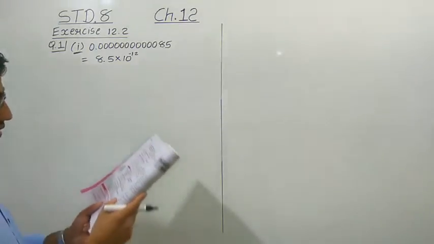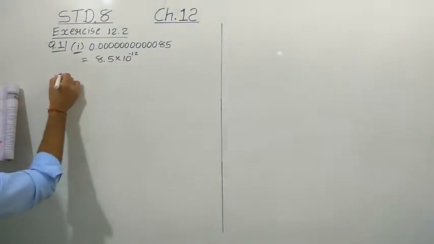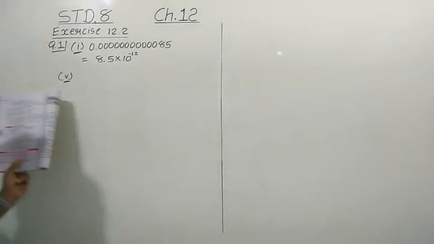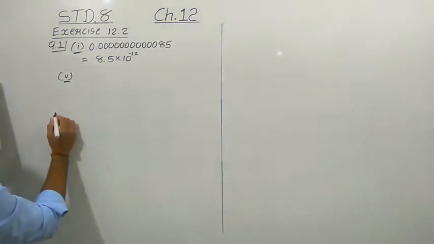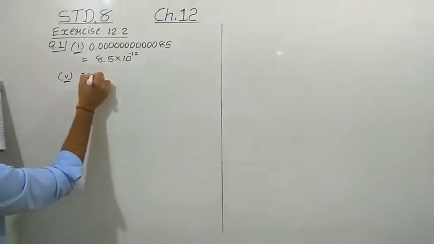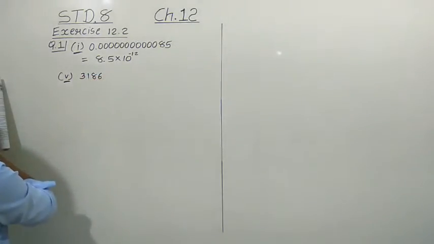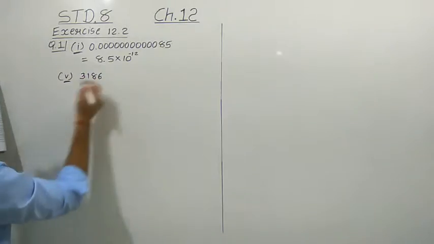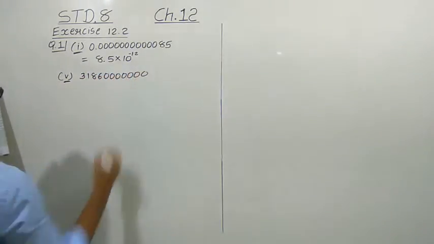Now let us take one more example of a positive value, that is the fifth one. Same kind of sums you can do now, right? So the fifth one is 318, 6. And how many zeros? 1, 2, 3, 4, 5, 6, 7.